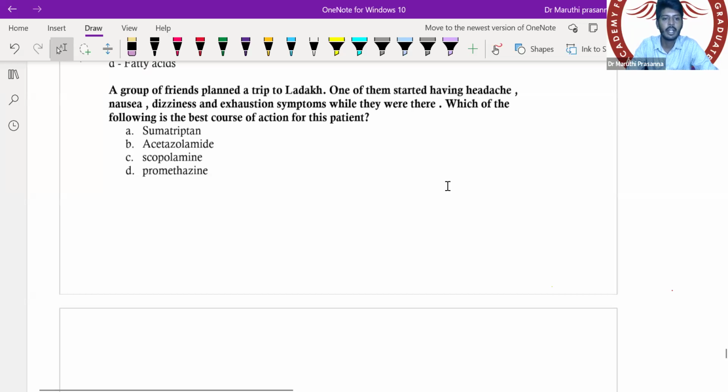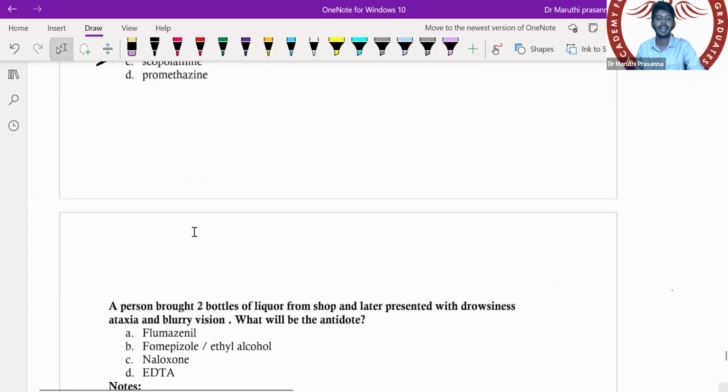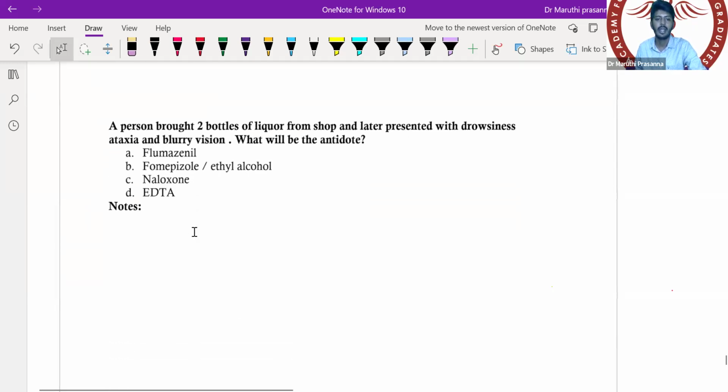So let's go to the last but not last question, I think. A group of friends planned a trip to Ladakh. One of them started having a headache, nausea, dizziness, exhaustion symptoms when they were there, not while going. So when that is occurring, what is the drug of choice for mountain sickness? Very good, all of you are correct. Acetazolamide. Let's go to the next important question.